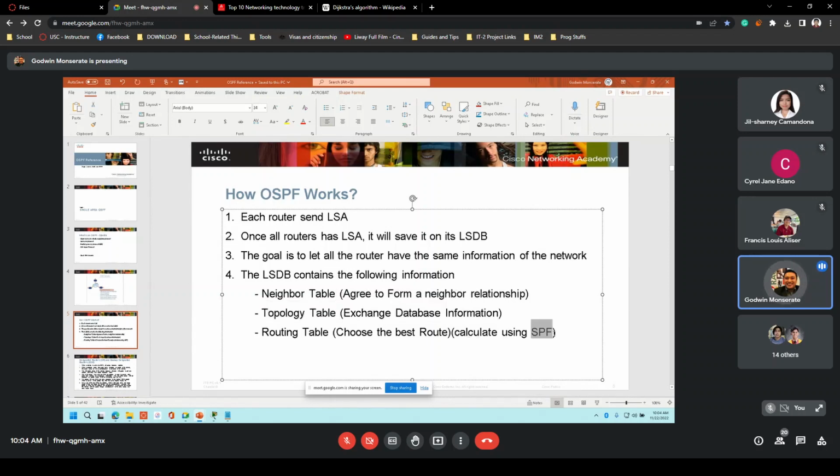this is where the routing table computes the SPF. Mr. Sereno mentioned it, very good, the shortest path first. So meaning, your router will compute the shortest path, or the least path it will take to go to the destination, and then it puts that in the routing table. So it chooses the best route.